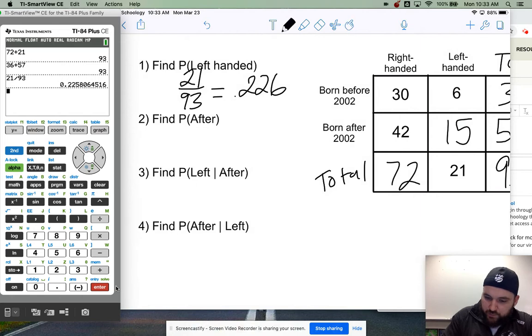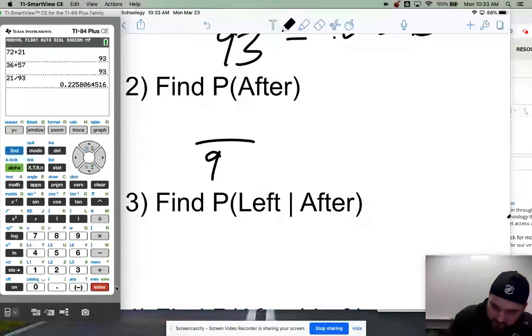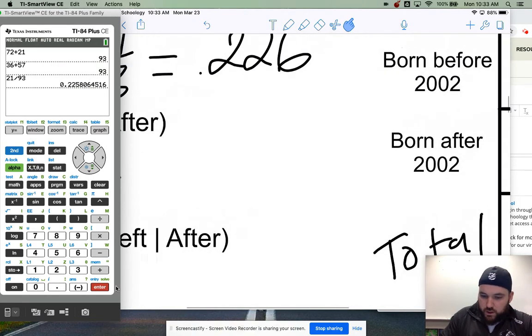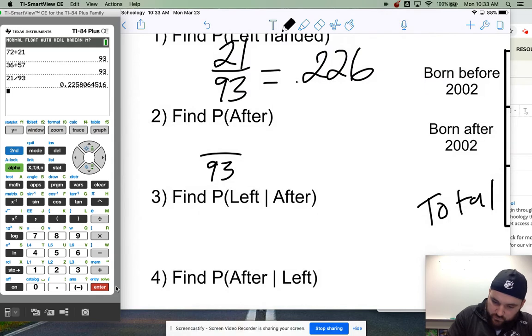What's the probability that the person was born after 2002? Again, no given information, so my sample space is going to stay at 93. How many people were born after 02? It's all here, so it's 57. So 57 out of 93.